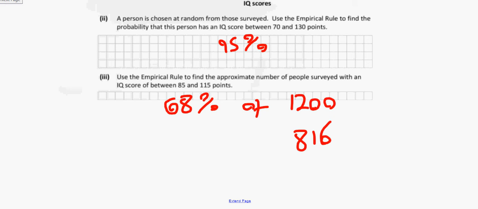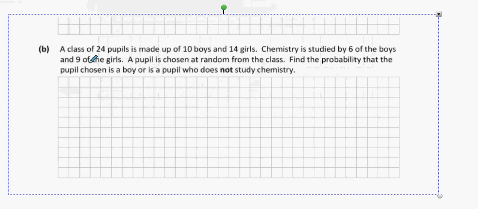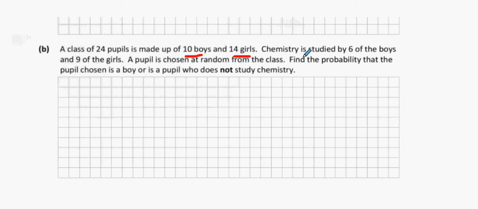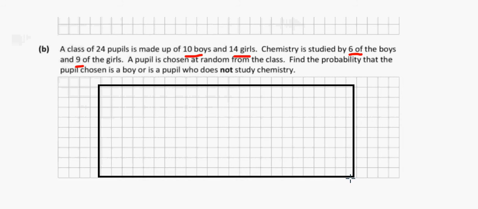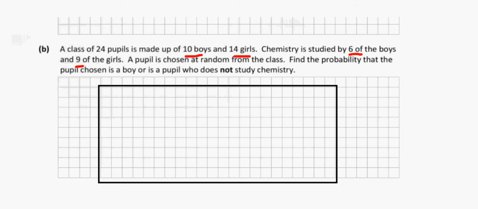Okay, it's easy stuff. Now, this is part B. A class of 24 pupils made up of 10 boys, 14 girls. Chemistry is studied by 6 of the boys and 9 of the girls. A pupil is chosen at random from the class. Find the probability that the pupil chosen is a boy or is a pupil who does not study chemistry. Alright, I'm going to do a Venn diagram. And a Venn diagram will make things easy for me.